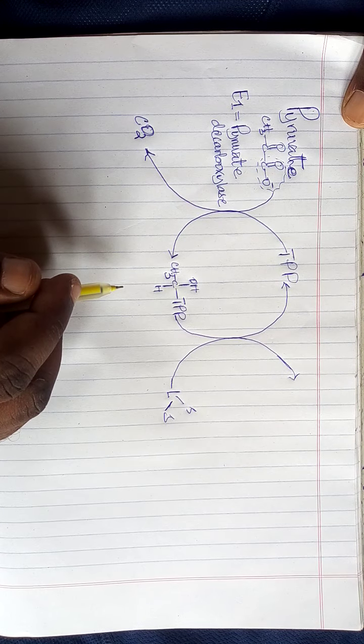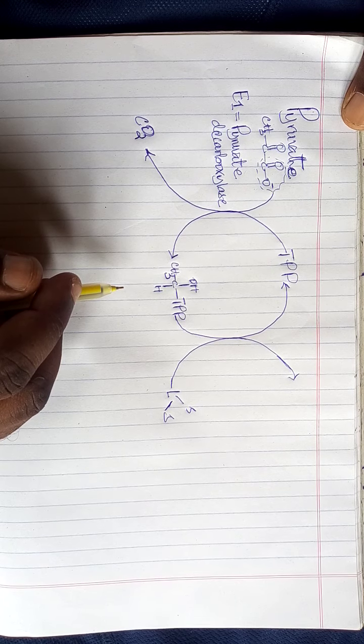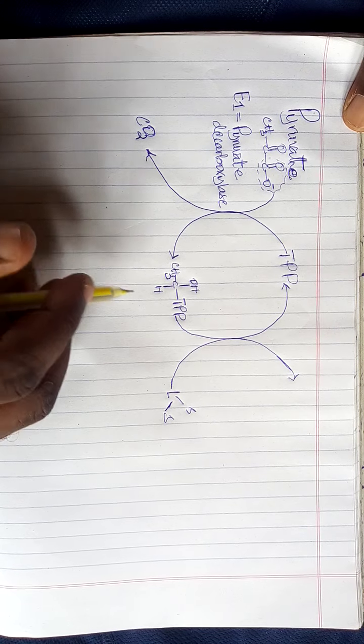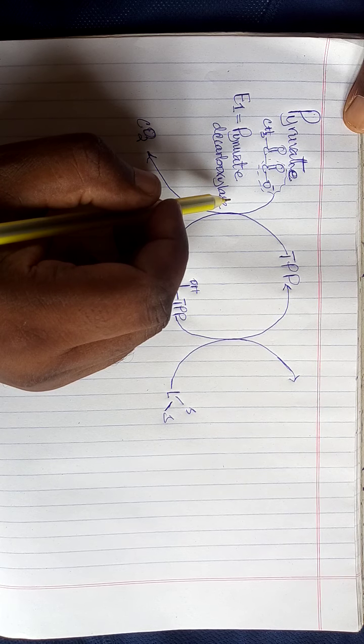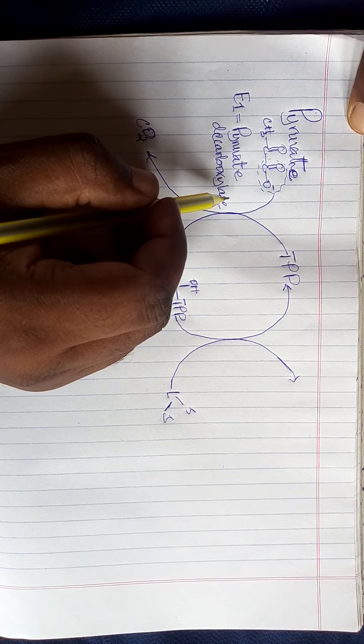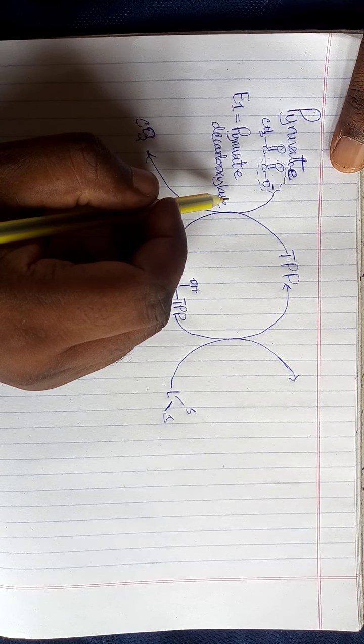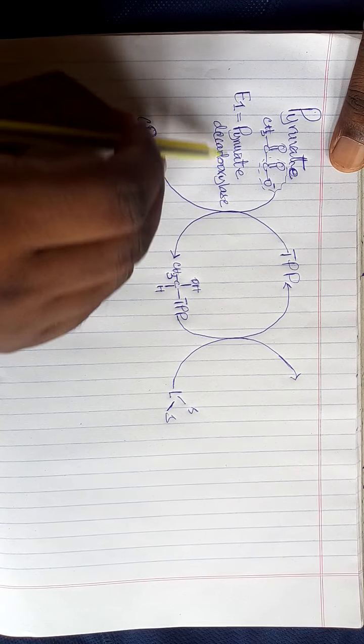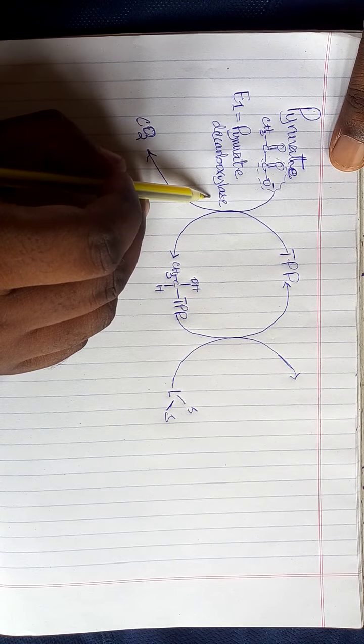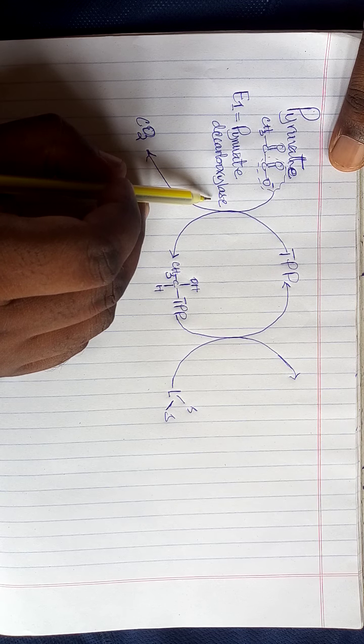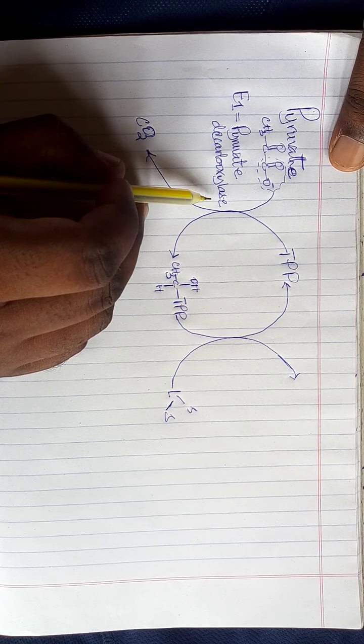Hello, let's discuss the pyruvate dehydrogenase complex. Pyruvate dehydrogenase complex is a multi-enzyme complex that is composed of three main components. Component one is pyruvate decarboxylase. We shall see another component, which is dihydrolipoyl transacetylase, and the last component is E3, which is dihydrolipoyl dehydrogenase.